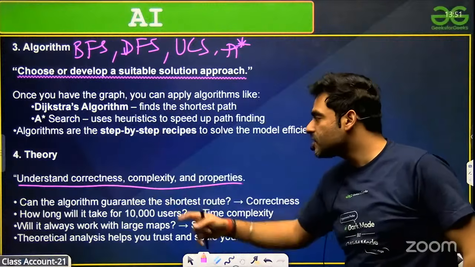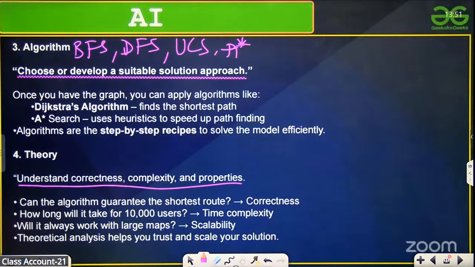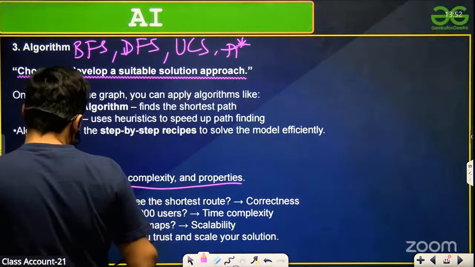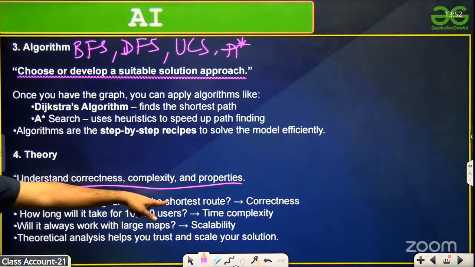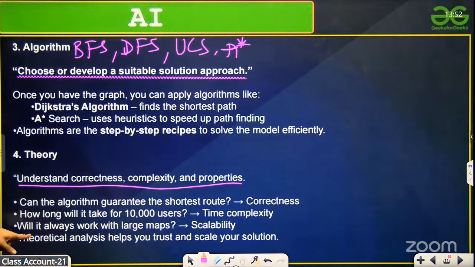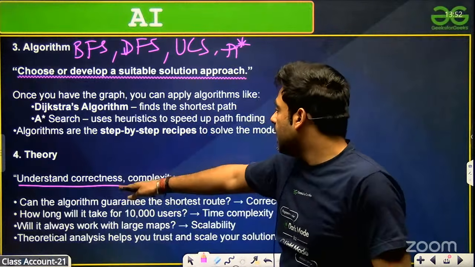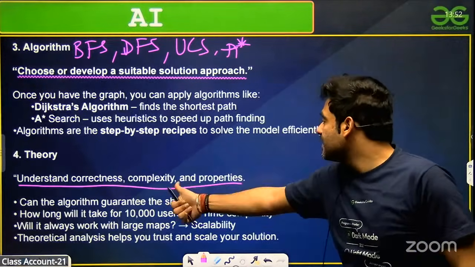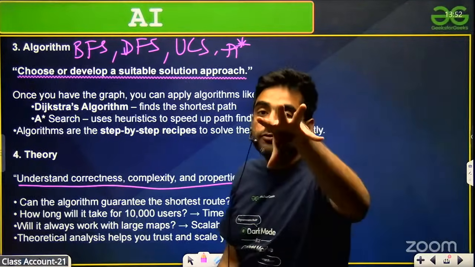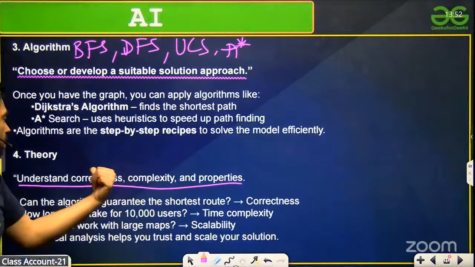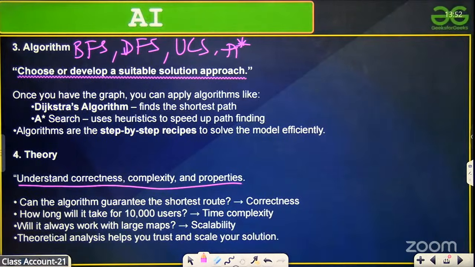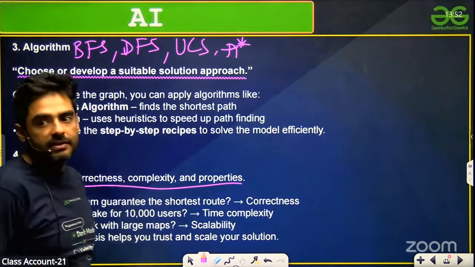Then the last one is the theory: is it scalable, does this algorithm guarantee the shortest route, is it accurate. So all these things that help us understand the correctness, complexity, and the properties of your approach would be given by what? By the term theory.